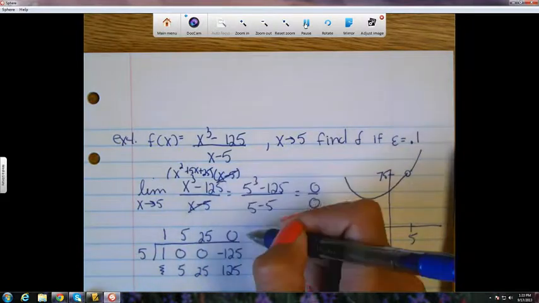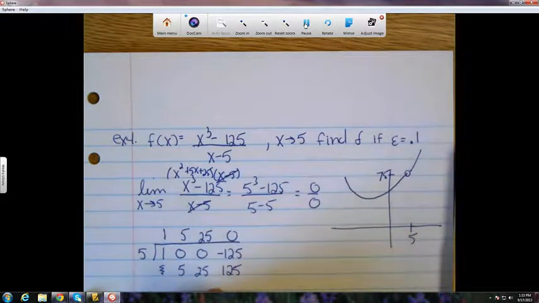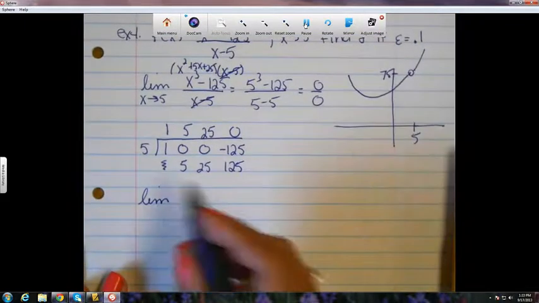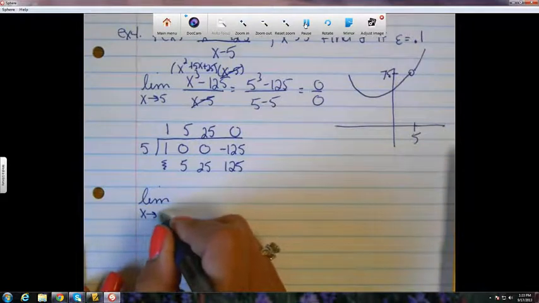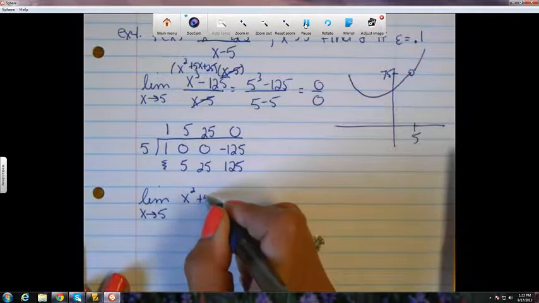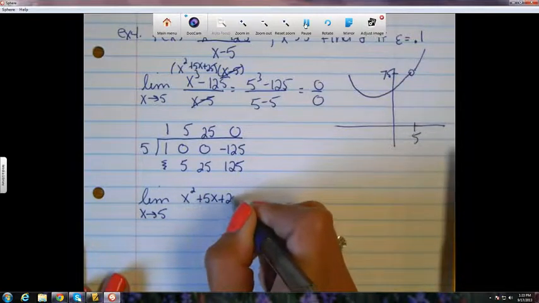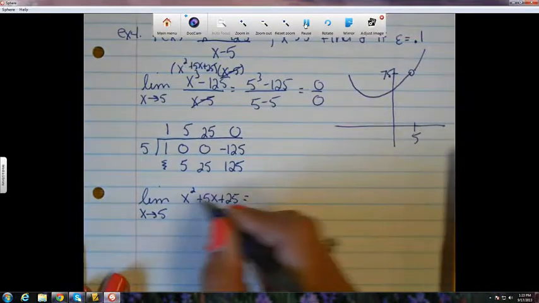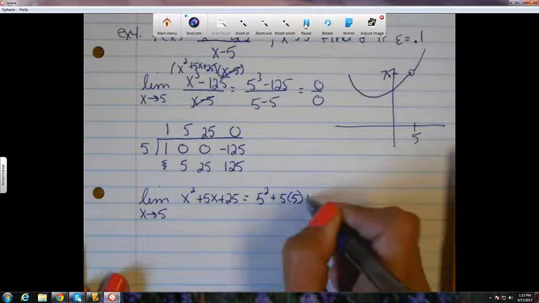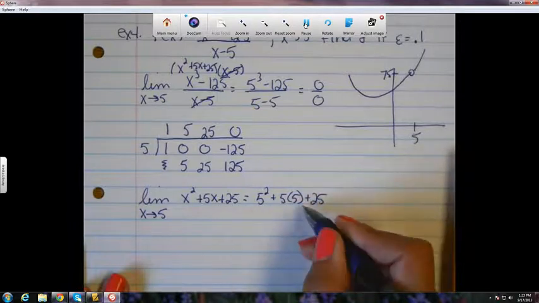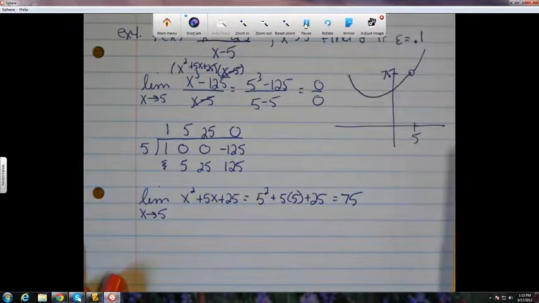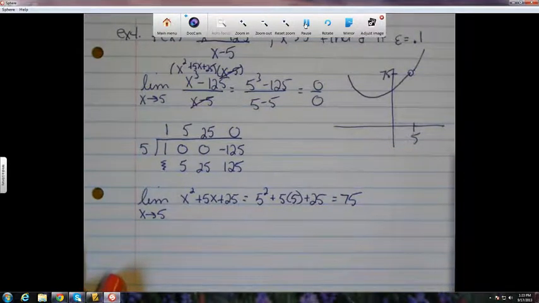Remove the discontinuity. Now we can get the limit. Oh, I think I checked. The limit as x approaches 5 of x squared plus 5x plus 25. Substituting in the 5 squared, 5 times 5, plus 25, looks like 75. Okay, so now our whole goal was to find delta in this problem.